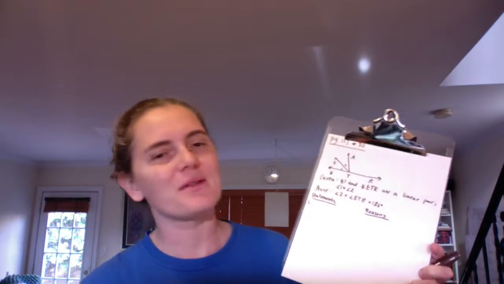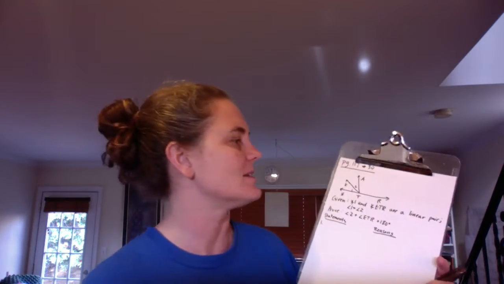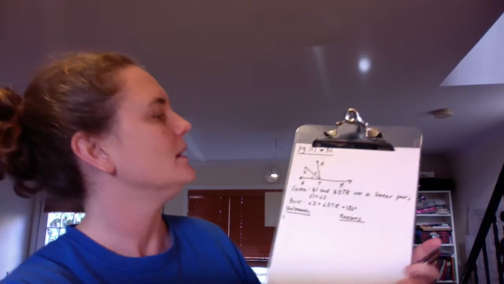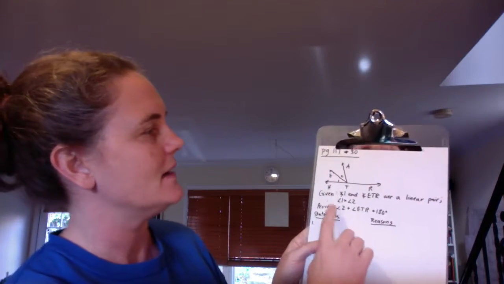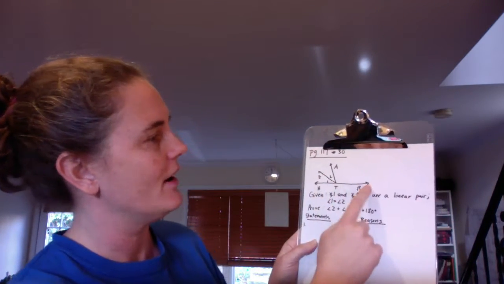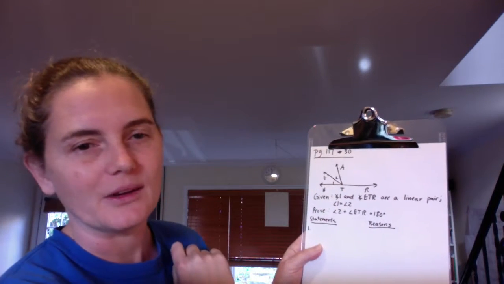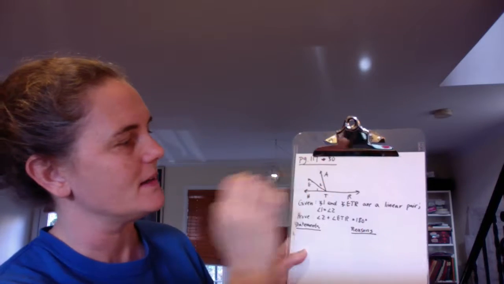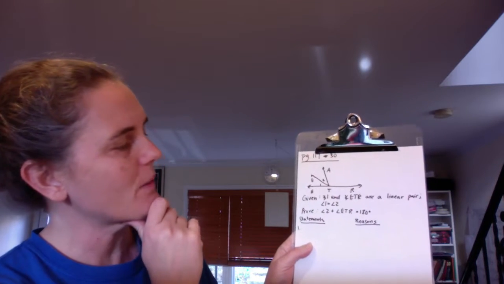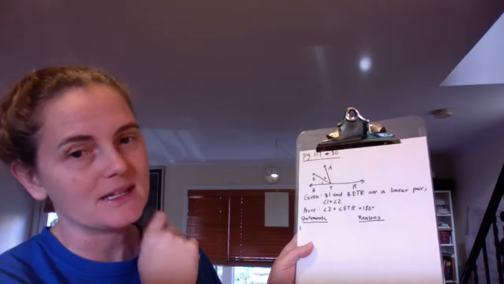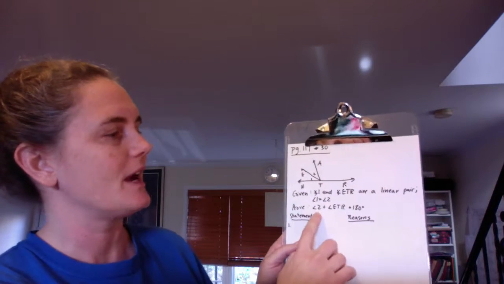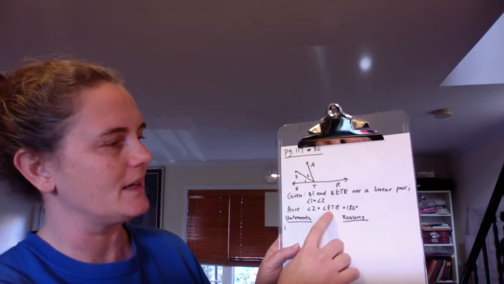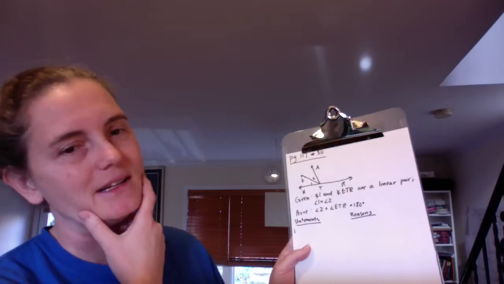Okay, so here's number 30. You've got your setup, you've got this line, HTR, you've got the fact that angle ETR and angle 1 make a linear pair. You also know that angle 1 is equal to angle 2. Where you're trying to head with it, this is what you always need to think of when doing proofs: you're trying to head to angle 2 and angle ETR adding up to 180 degrees.